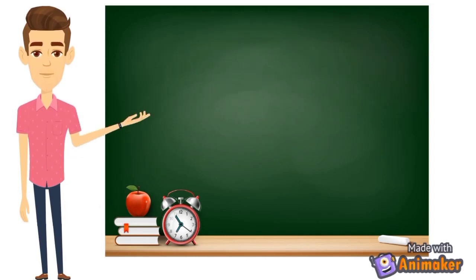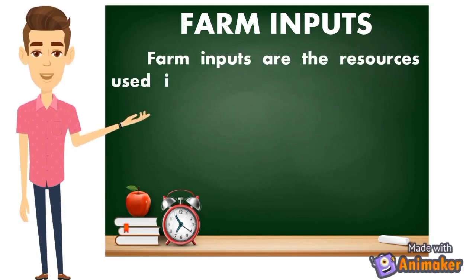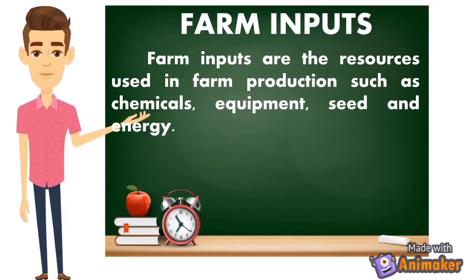Now let's proceed now to farm inputs. Farm inputs are the resources used in farm production such as chemicals, equipment, seed, and energy. So ang ibig sabihin ng farm inputs, ito yung mga bagay na ginagamit natin in order for us to put up a garden or to become successful in farming or gardening. So, based nga dyan sa example, meron tayong chemicals. So, ano ba yung examples ng chemicals na ginagamit natin? Of course, fertilizer, pesticides, insecticides, and next one, equipment.